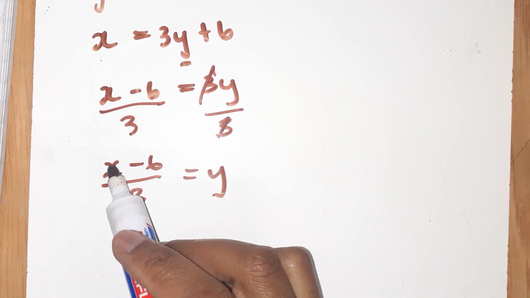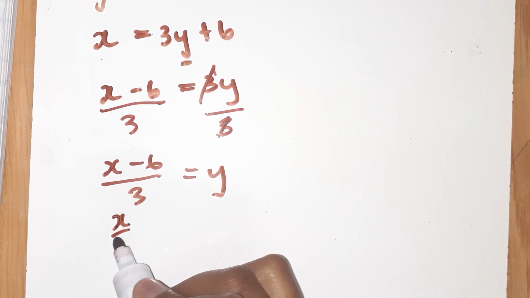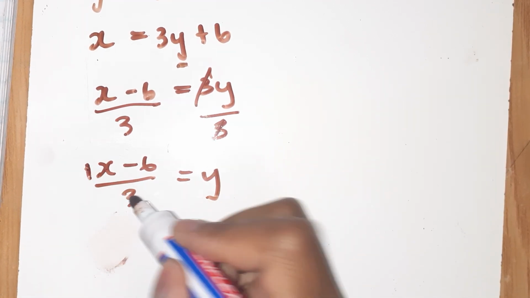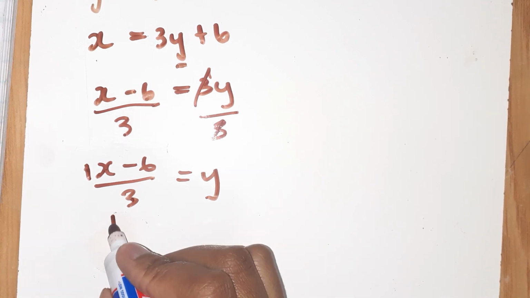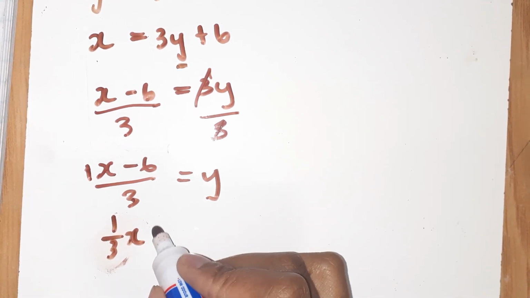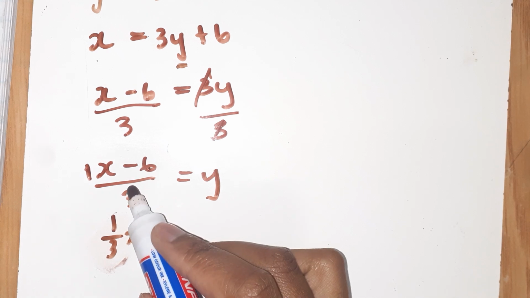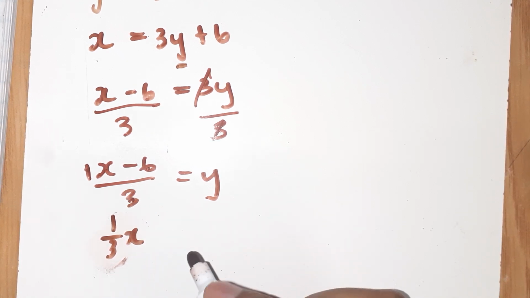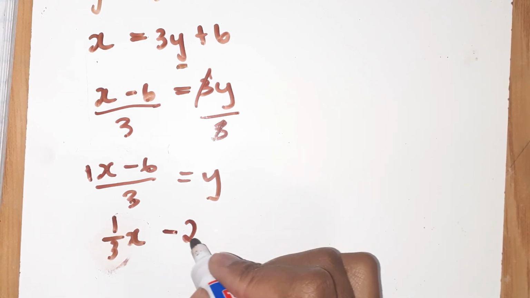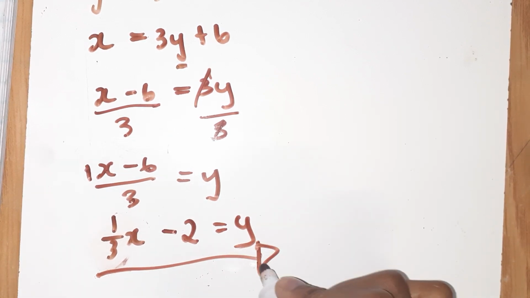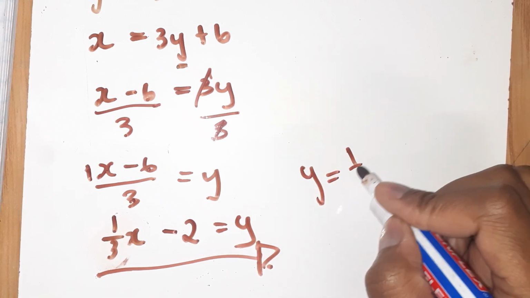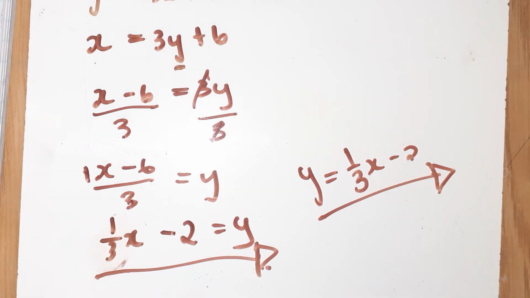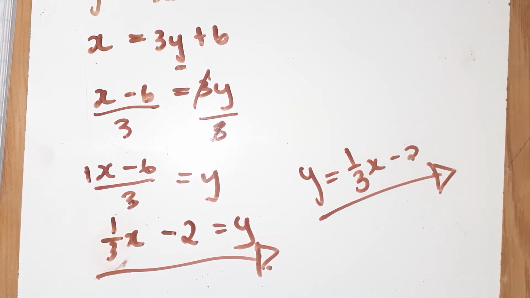So with this, you will say x divided by 3. That is x over 3. Sorry, we have 1 here. So 1 divided by 3 is 1 over 3 x. Negative 6 divided by 3, that is going to give us 2, but it's going to be negative 2, equals y. So this is the new equation. So y equals 1 over 3x minus 2. Always know y has to be the subject of the formula.